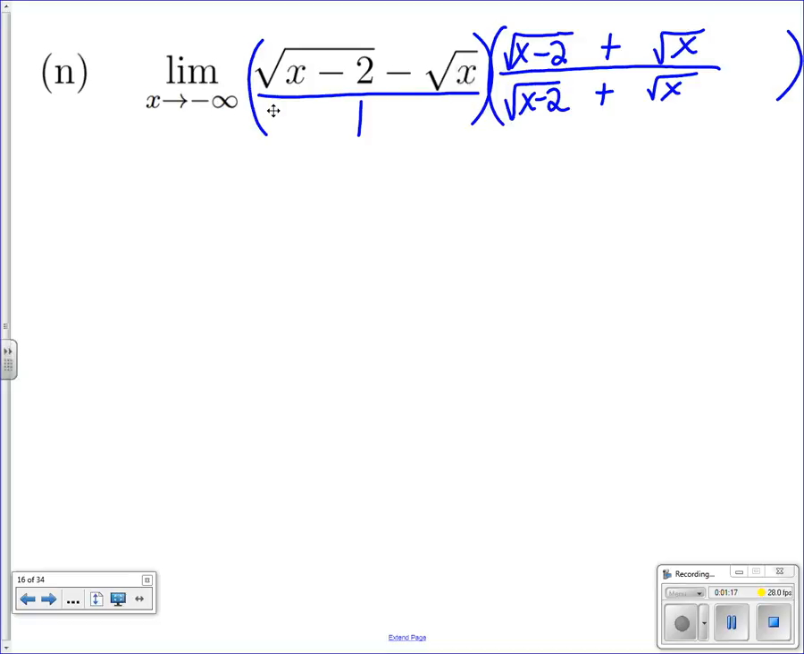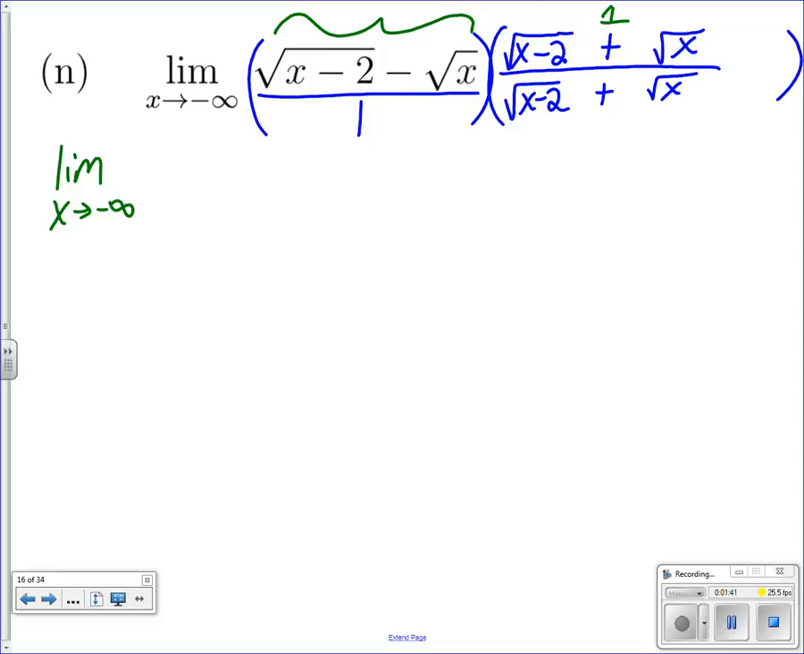So we've taken this original piece and multiplied it by really a fancy way of saying this entire piece on the right is just 1. So you're not changing the actual problem, you're just changing the way it looks. Now from that, we can go ahead and rewrite the limit as x approaches negative infinity.